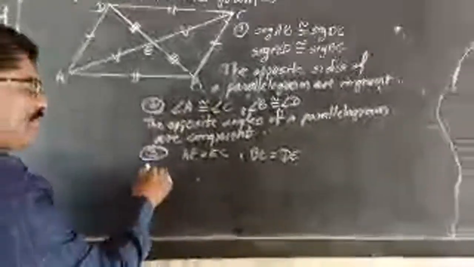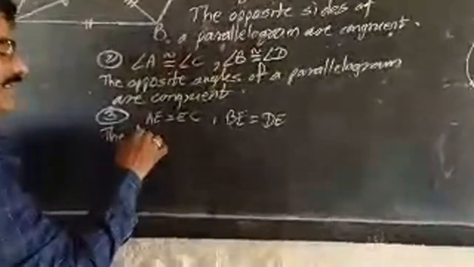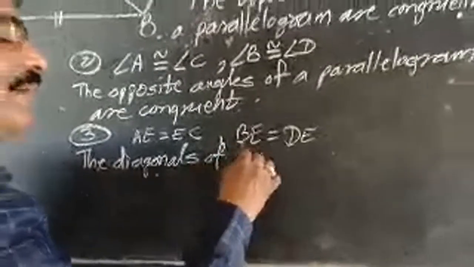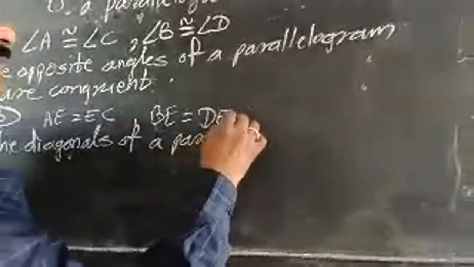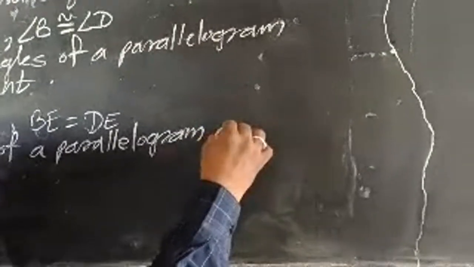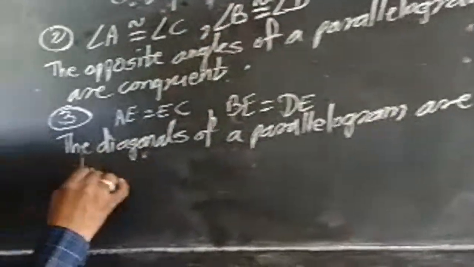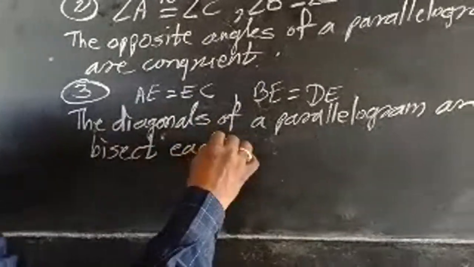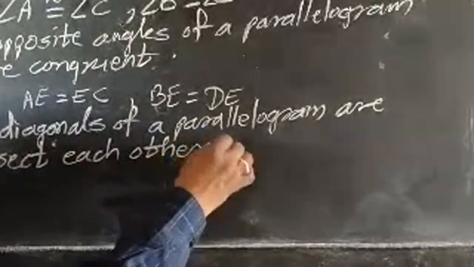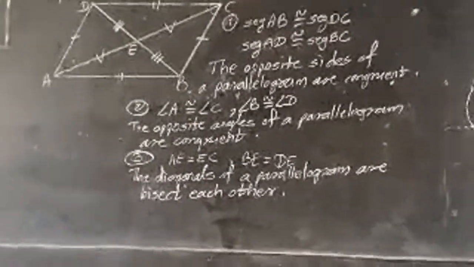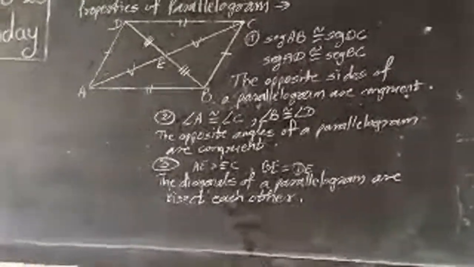What is the property? The diagonals of a parallelogram bisect each other. Is there any difficulty? Write down.